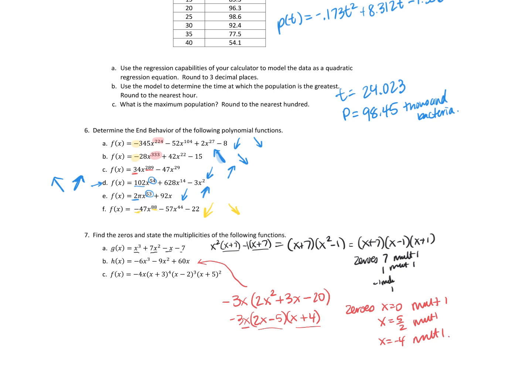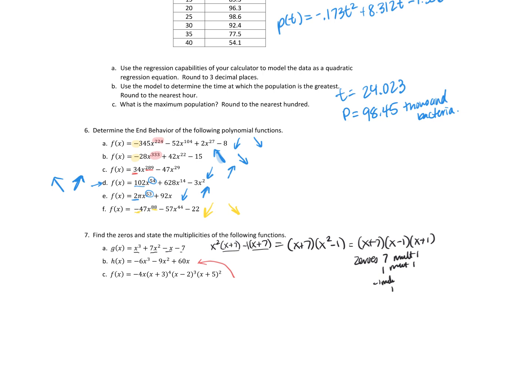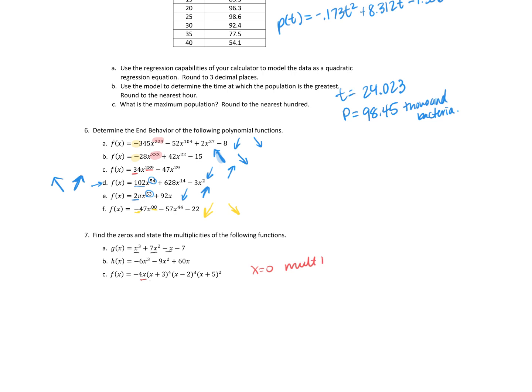Okay, and the last one is already factored out for me, so that's really nice. I just have to read it off. I can see that 0 will be one of my zeros, so x equals 0, with multiplicity 1. From this one, I'll get x equals negative 3. It has multiplicity 4 because that factor occurs 4 times. And then I have x equals 2, which has multiplicity 3. And then I get x equals minus 5, and it has multiplicity 2.